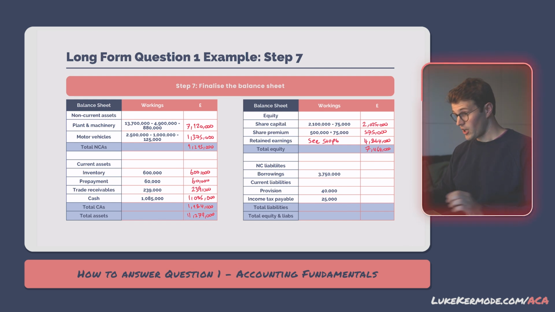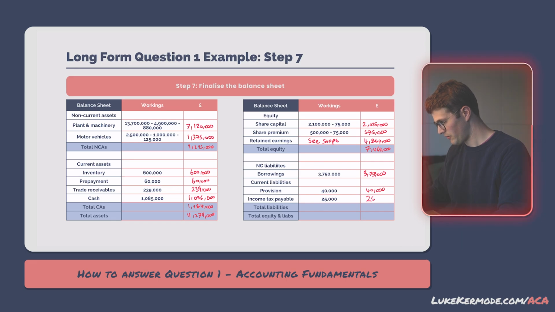Then we can add in our non-current liabilities. So we have borrowings of 3.75 million. We have a provision of 40,000. We have income tax payable of 25,000. So our total liabilities equals 3,815,000, and our total equity and liabilities equals 11,279,000.